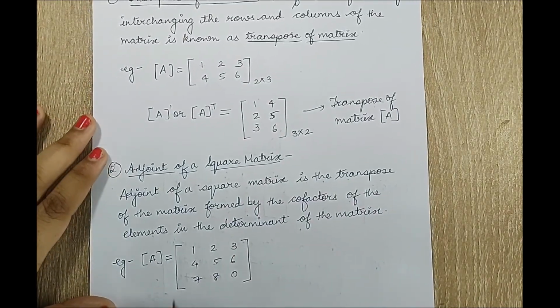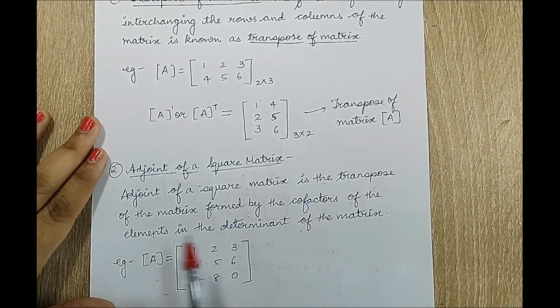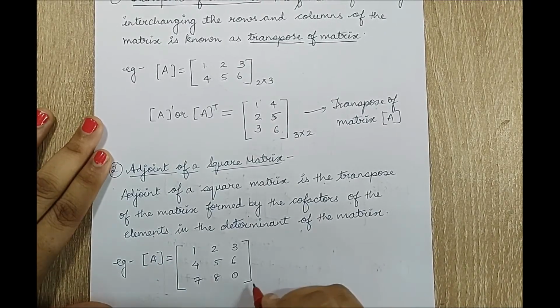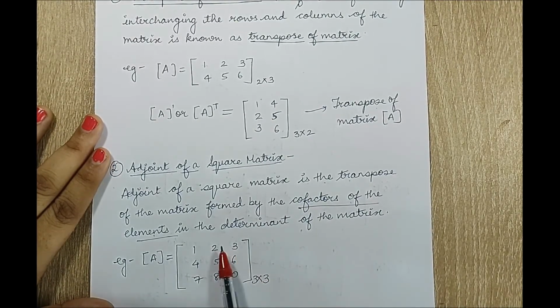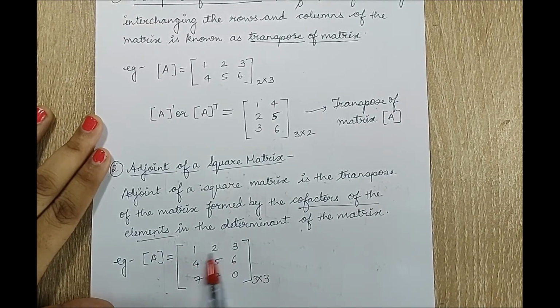Next is adjoint of a square matrix. Adjoint of a square matrix is the transpose of the matrix formed by the cofactors of the elements in the determinant of the matrix. Now this is a matrix A which is given to me. This is of order 3 by 3. I'll have to first find a matrix which is formed by the cofactors of the elements in this matrix A.